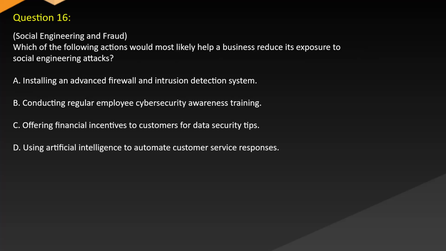Question 16. Social engineering and fraud. Which of the following actions would most likely help a business reduce its exposure to social engineering attacks? A. Installing an advanced firewall and intrusion detection system. B. Conducting regular employee cybersecurity awareness training. C. Offering financial incentives to customers for data security tips. D. Using artificial intelligence to automate customer service responses.